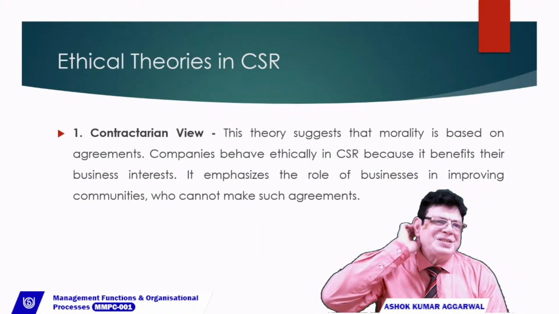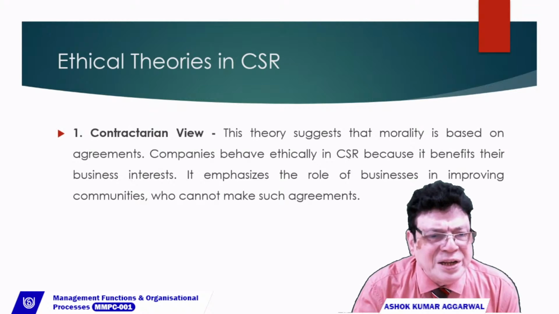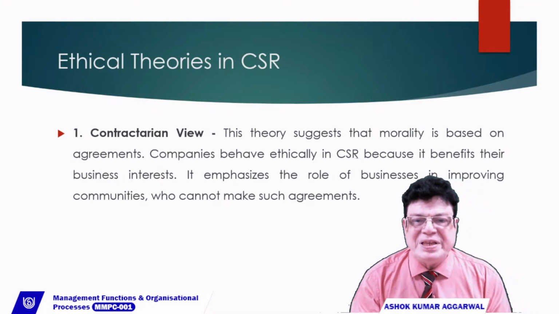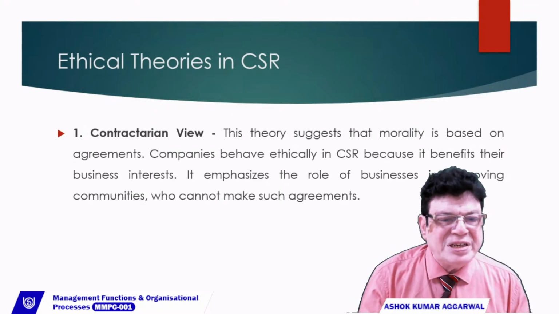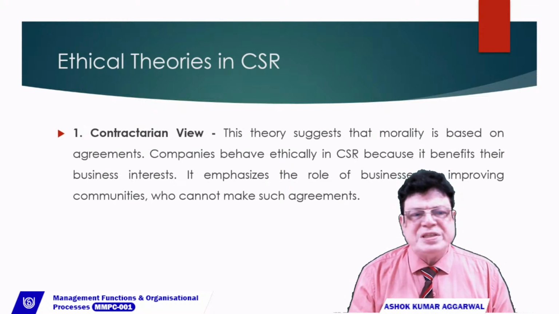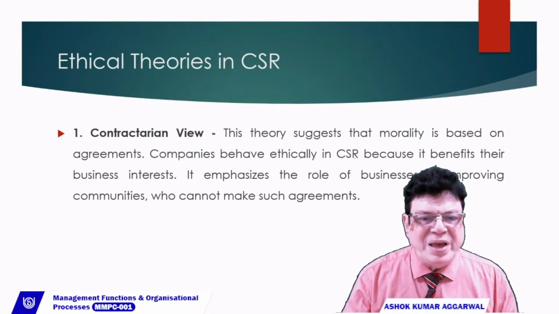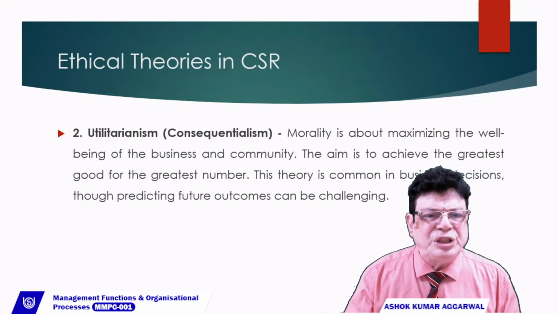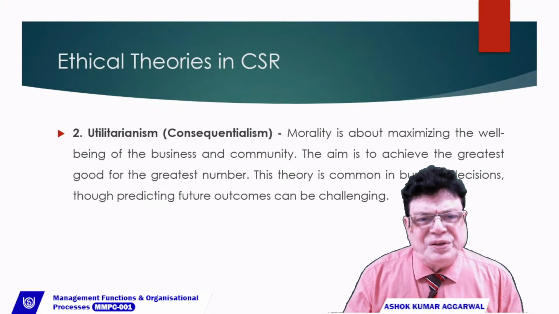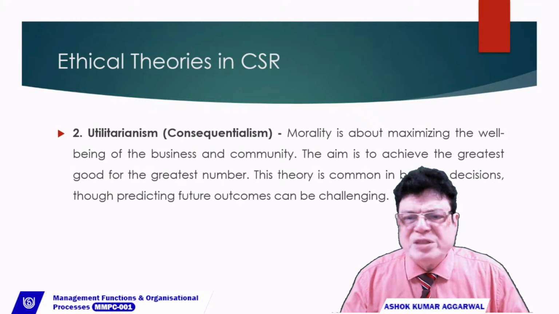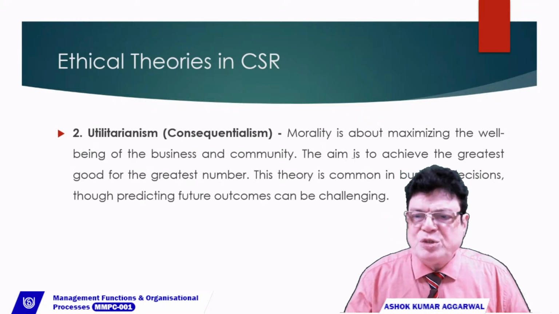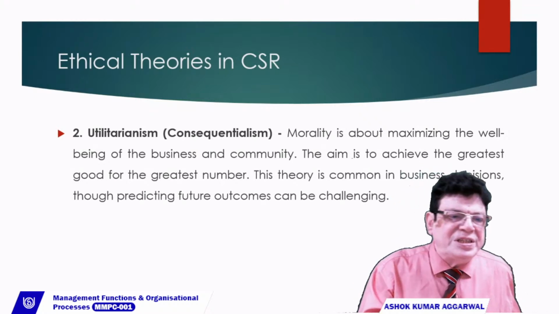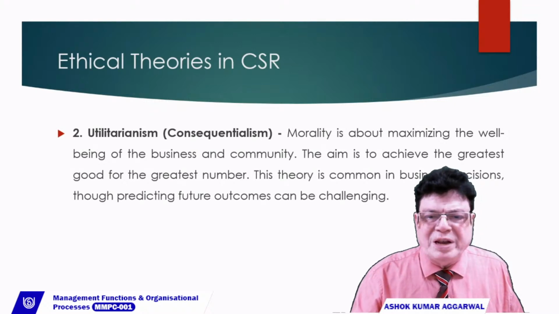Then ethical theories in CSR. Contractarian view: this theory suggests that morality is based on agreements. Companies behave ethically in CSR because it benefits their business interests. It emphasizes the role of businesses in improving communities who cannot make such agreements. Then utilitarianism, consequentialism: morality is about maximizing the well-being of business and community. The aim is to achieve the greatest good for the greatest number. This theory is common in business decisions, though predicting future outcomes can be challenging.